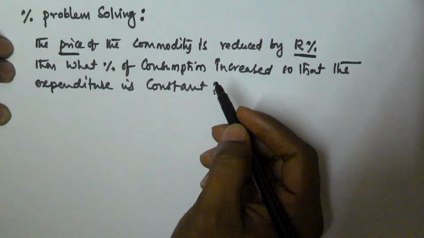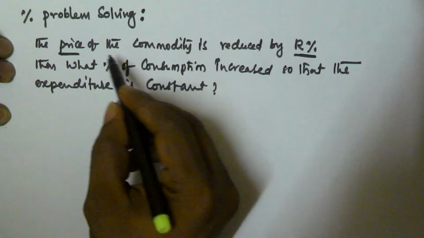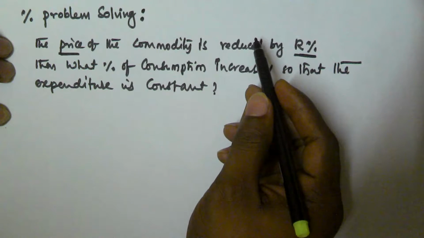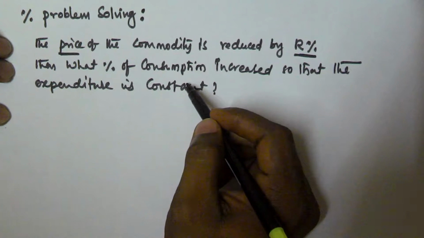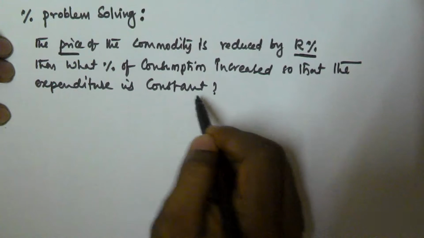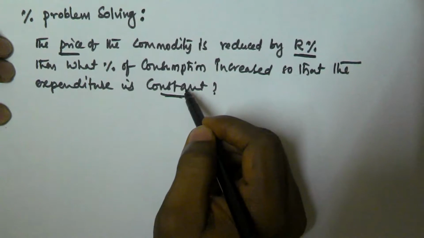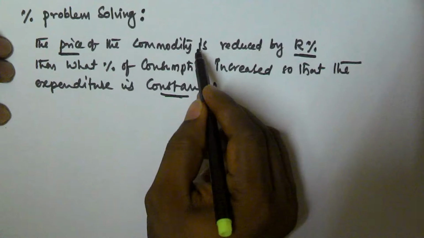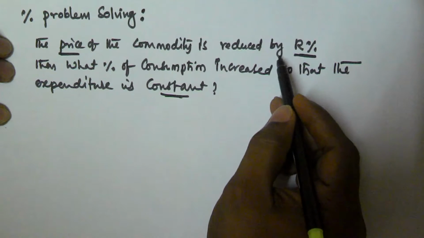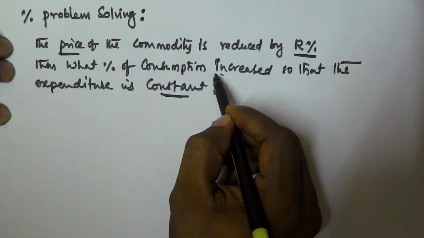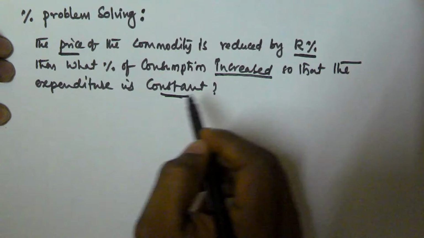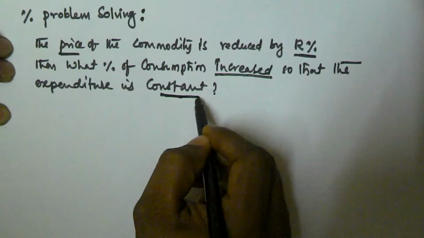In the previous video I have shown that if the price of the commodity is increased by R percentage, then what percentage of consumption we have to reduce so that the expenditure is constant. In this video we will see if the price of the commodity is reduced by R percentage, then what percentage of consumption must be increased so that the expenditure is constant.